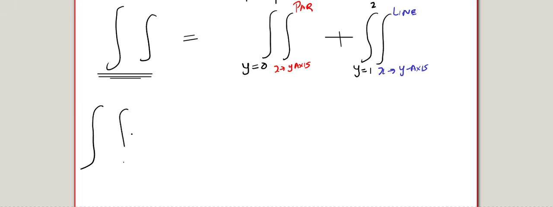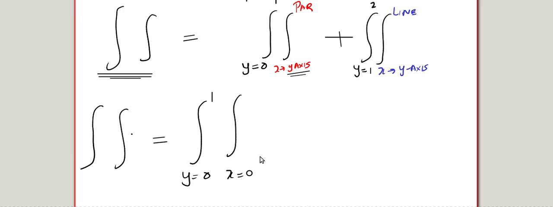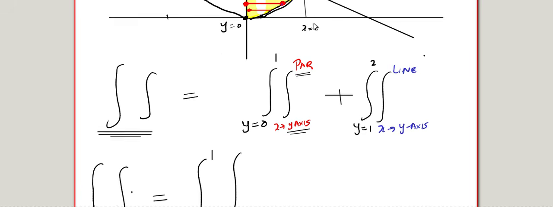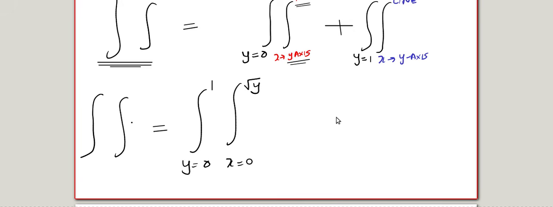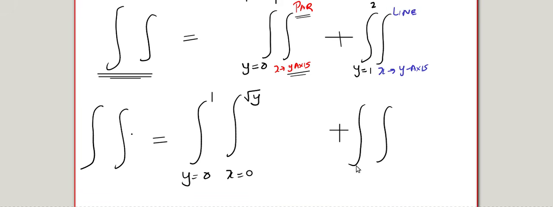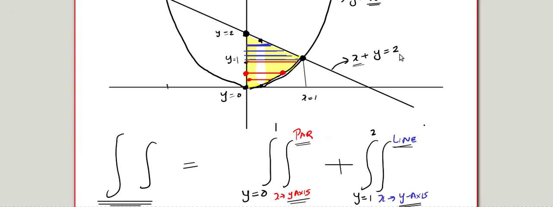So look at this, the given integral becomes, in the exam don't write like this, write it neatly. I am writing like this so that you will understand very fast. So y is equal to 0 to 1 and x is equal to, y-axis means x equal to 0. And parabola means, what is the x value? X value is root y. Plus double integral, y is varying from 1 to 2. And again, y-axis means x equal to 0 and line means, let me check, x is equal to 2 minus y.